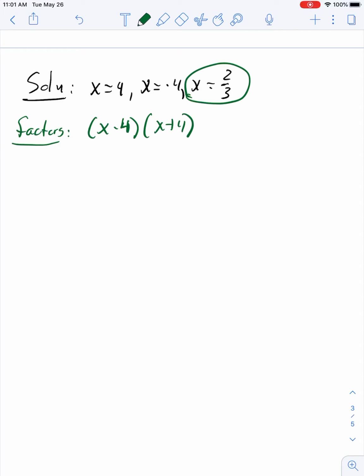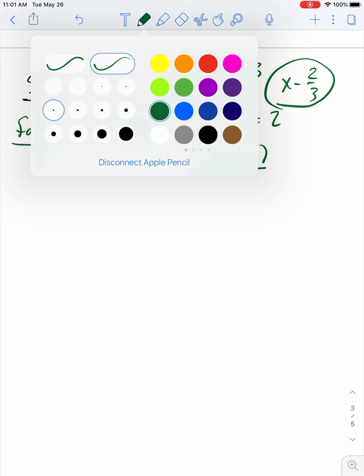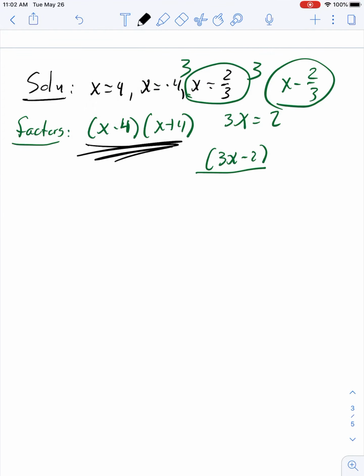Now, a lot of times people try to leave this as a fraction. I would go ahead and clear my fraction and multiply by 3. So then I have 3x equals 2. And then I have 3x minus 2. Don't do x minus 2/3. Don't do this. Okay? You can. It just makes life much more complex. So get rid of the fractions and make things simple on yourself.